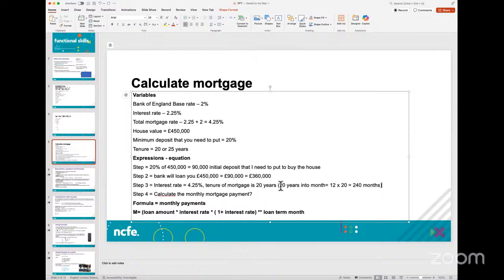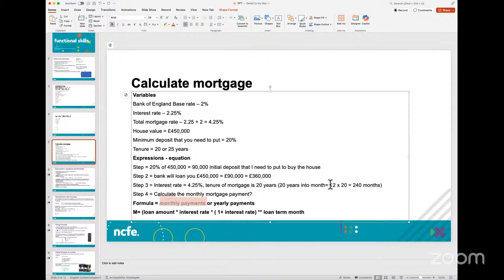Why do we need to convert years into months? Because I want to know what my monthly payment is going to be. So I can't have apples and oranges. So I have to convert the years into months, because my aim is to find out what my monthly payments are. If you were looking at finding out yearly payments, how much you would pay in a year back to the bank, then obviously you could leave that variable as 20 years. But because I want to find out monthly payments, I need to convert the years into months.